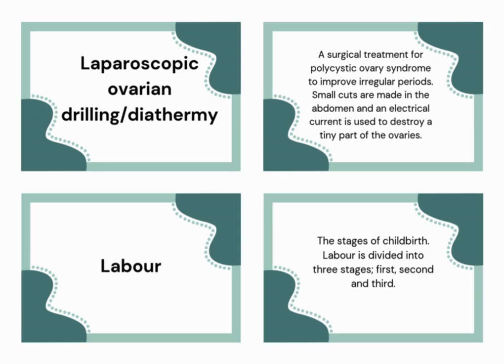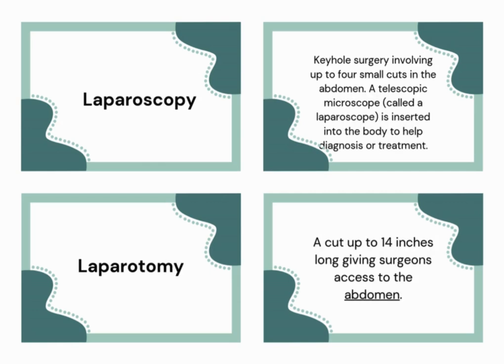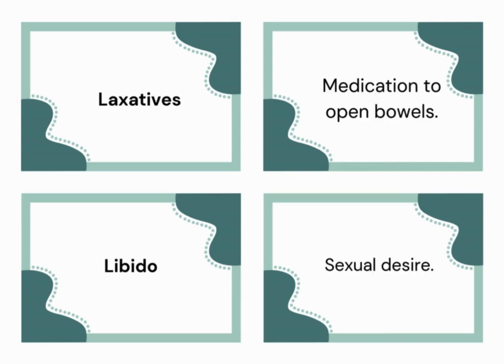Labor, the stages of childbirth. Labor is divided into 3 stages, first, second, and third. Laparoscopy, keyhole surgery involving up to 4 small cuts in the abdomen. Laparotomy, a cut up to 14 inches long, giving surgeons access to the abdomen. Laxatives, medication to open bowels. Libido, sexual desire.